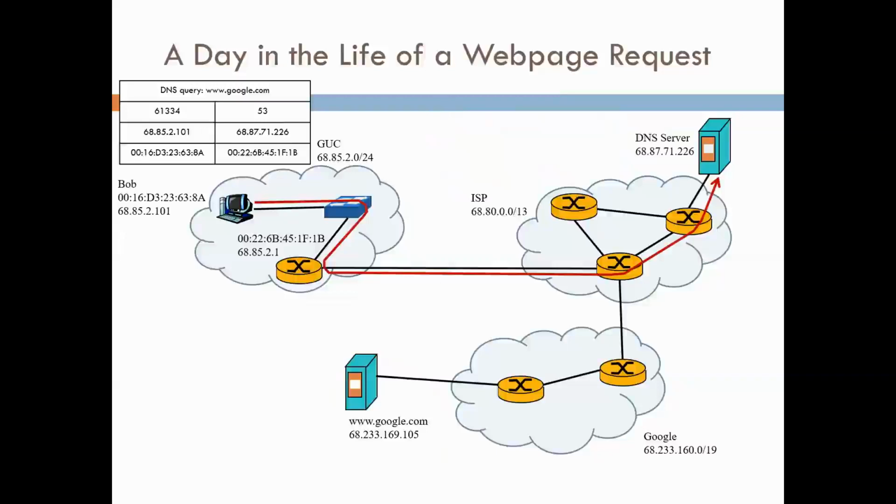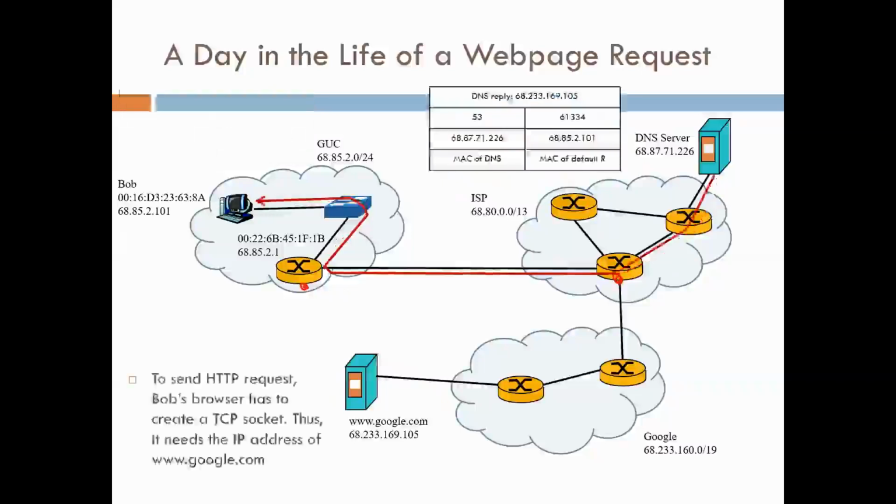Now, there are obviously steps in the middle. So when this router here wants to send the DNS query to that router, if it doesn't know its MAC, then it has to do an ARP process again, and it goes on until the packet reaches the DNS server, but I didn't obviously insert all of that here.